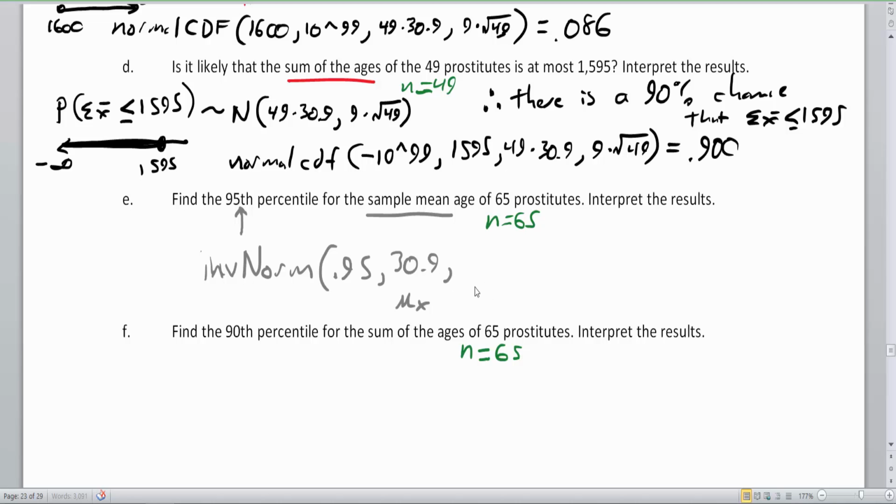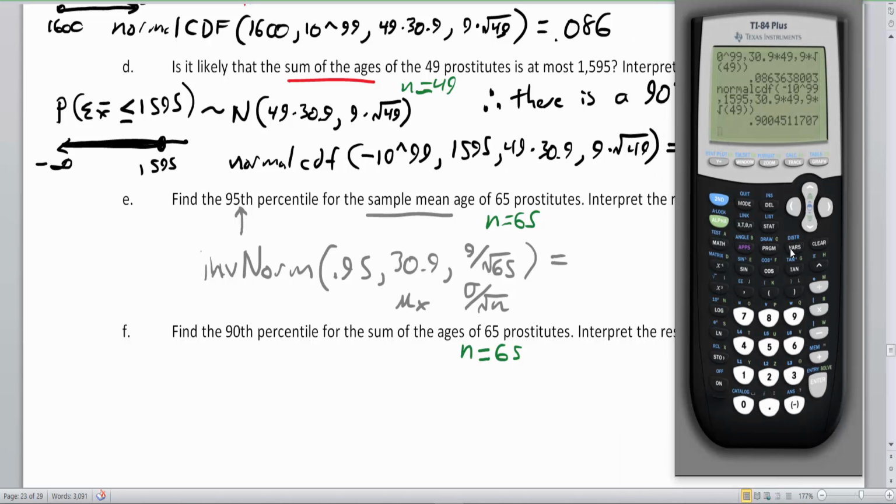But in this case, we have to make sure that we're taking the standard deviation divided by the square root of the sample size. So there's our adjustment there, which is 9 divided by the square root of 65. And if we type this in, we'll get our answer. So here's our calculator. We're going to go second and go to vars and go to inverse norm. Our area is 0.95. Our mu in this case is 30.9. And our standard deviation is 9 divided by the square root of our sample size, 65.